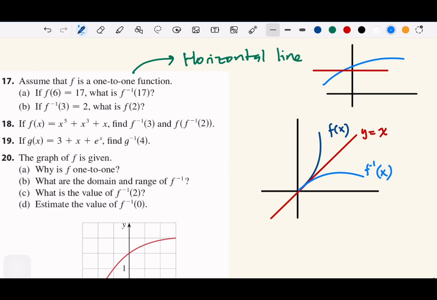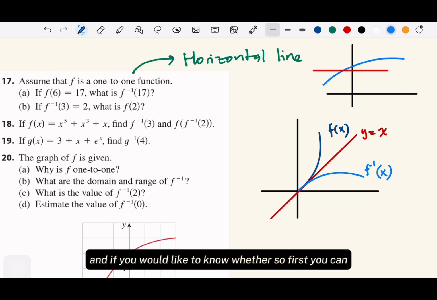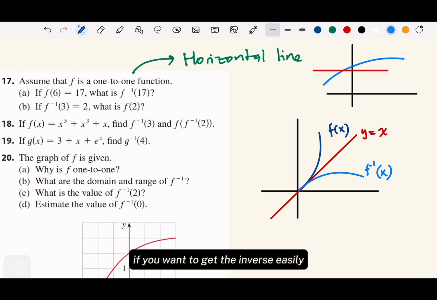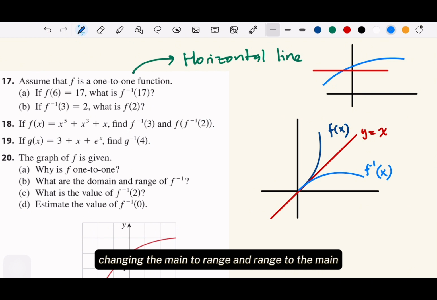So every time you see a graph and you would like to know whether it has an inverse, first you can try the horizontal line. Okay, it's a one-to-one function. And then the next thing, if you want to get the inverse easily, you set up the y equals x line and then mirror this, and okay, this is f inverse. This is simply changing domain to range and range to domain.